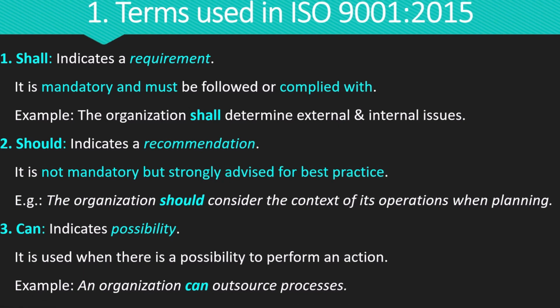Third is can, and can indicates a possibility or an option. It is used when there is a possibility to perform an action. For example, an organization can outsource a process. Here, there is a possibility of outsourcing the process, or there is an alternative, or there is an option to outsource the process.